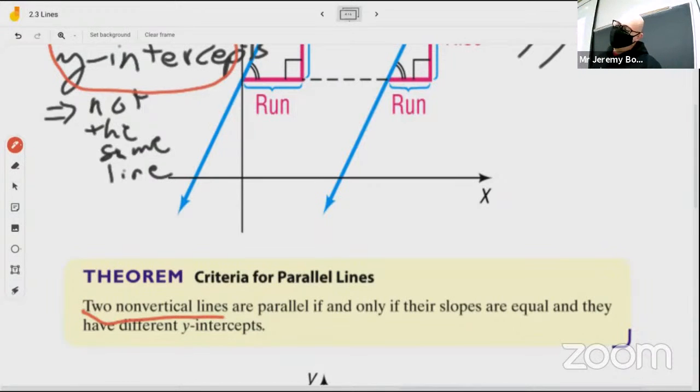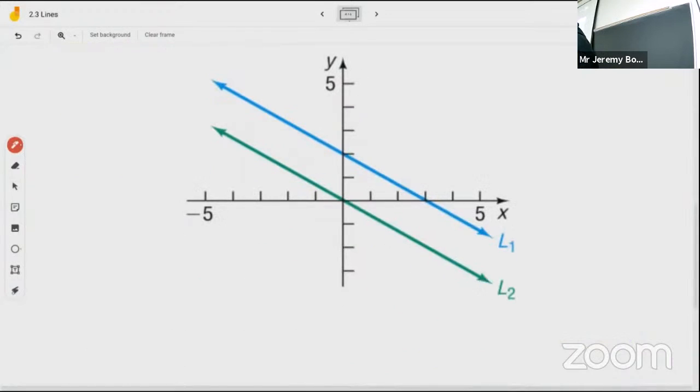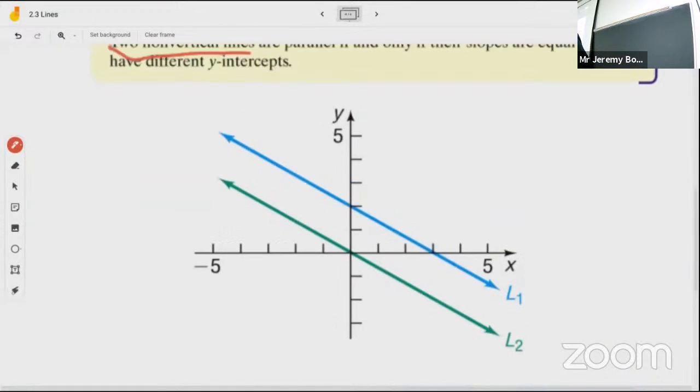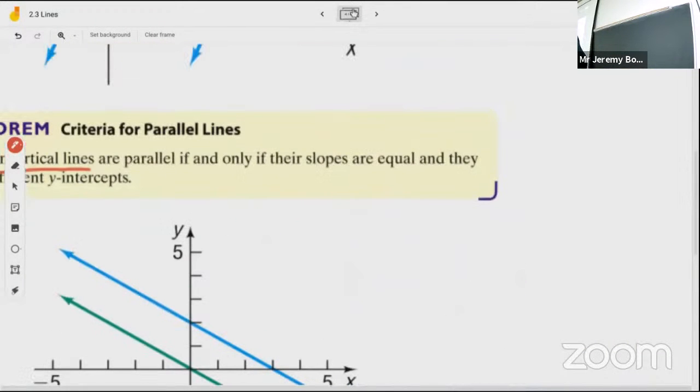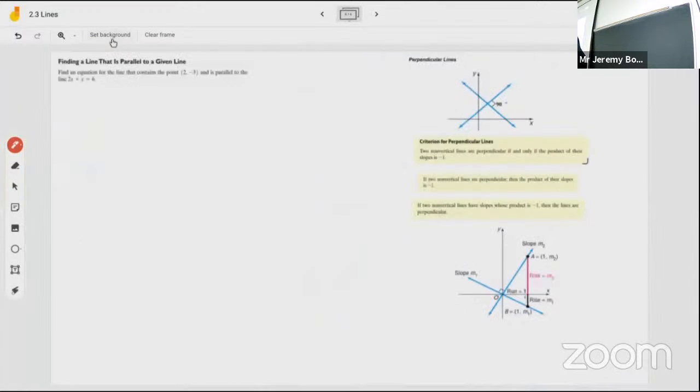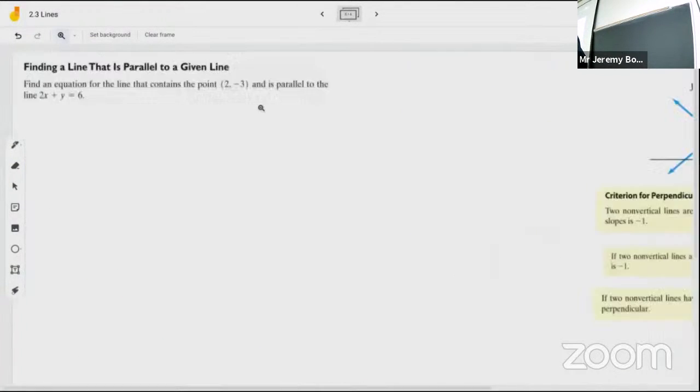The same thing for horizontal lines. If you have two horizontal lines, they both have a slope of 0, so it's equal. You just need them to have different y-intercepts, so that way you're not on top of each other. Any questions on that? Nope. And there's another example. I'm not sure why it has two pictures, but there are. And that leads us to this.